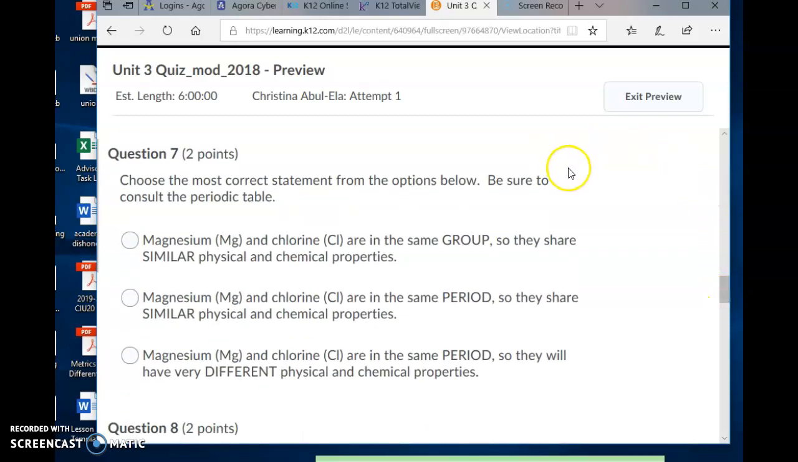Question 7. Choose the most correct statement from the options below. Be sure to consult the periodic table. Magnesium and chlorine are in the same group, so they share similar physical and chemical properties. Magnesium and chlorine are in the same period, so they share similar physical and chemical properties. Magnesium and chlorine are in the same period, so they will have very different physical and chemical properties.